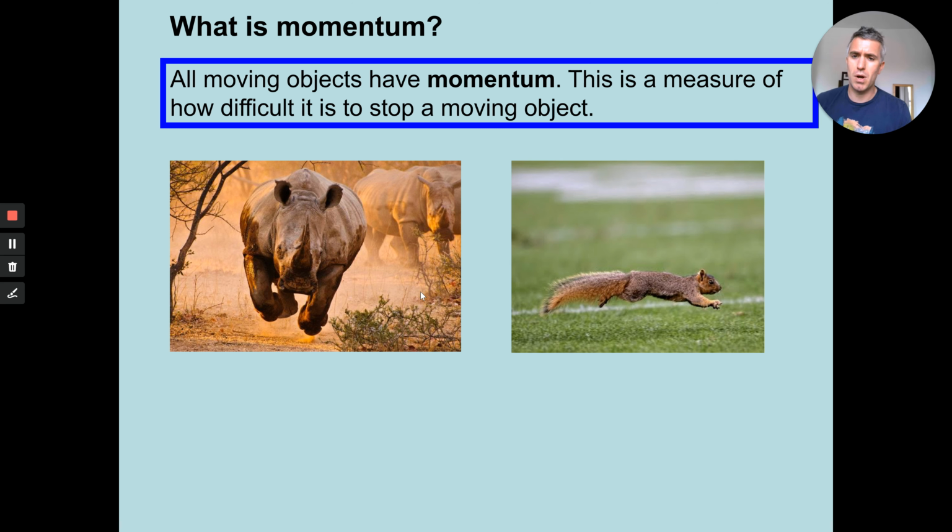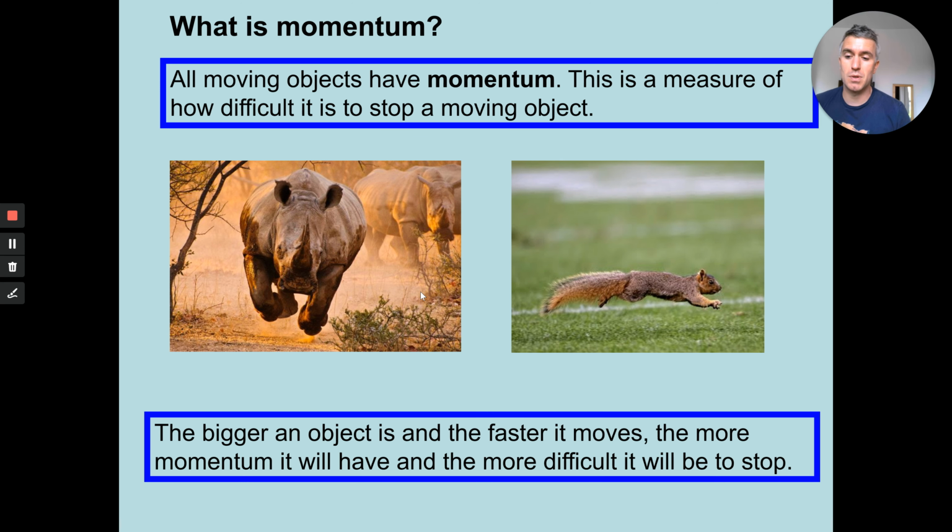Which one would you rather not be in charge of stopping? If I had to let you stand in front of one of them, which would it be? The rhinoceros. If you stood in its way, it's probably a goodbye. The rhinoceros moves very fast, but it's incredibly heavy, whereas a squirrel is very, very light. The bigger an object is and the faster it moves, the more momentum it will have, so the more difficult it will be to stop. You're not going to be able to stop a rhino, but you probably will be able to stop a squirrel. I'm not going to ask you to do this during the lesson.